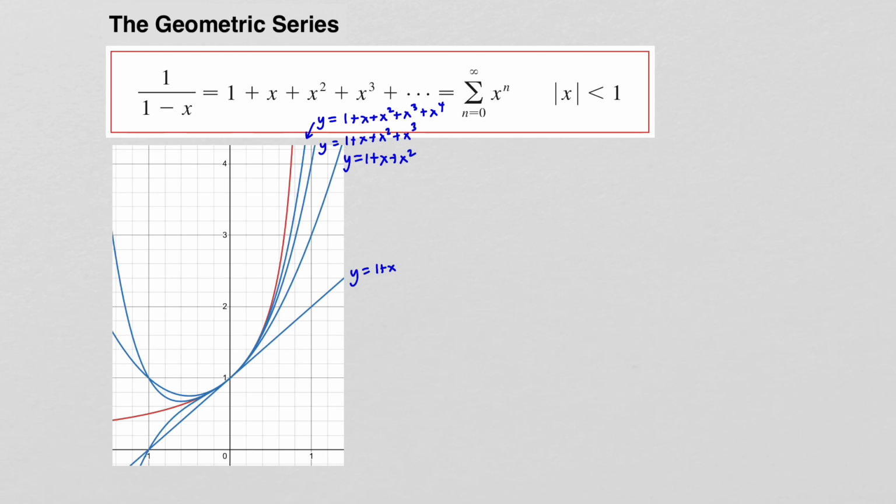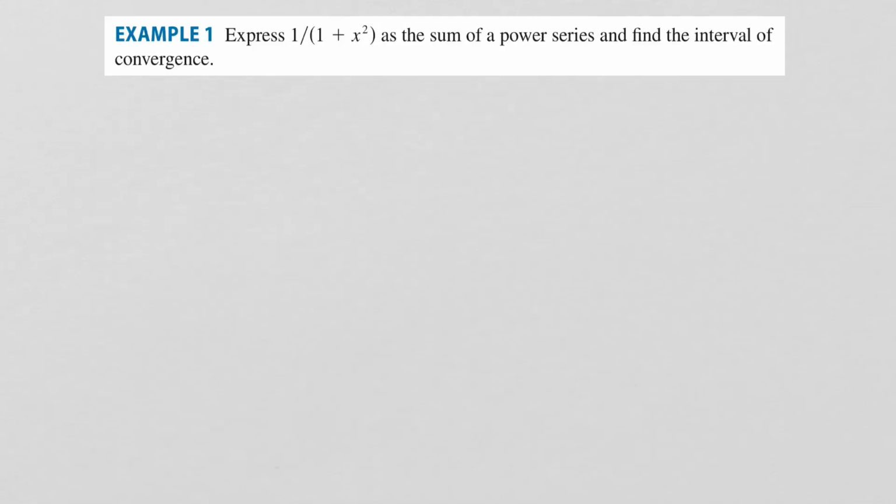So the question is, how do we find a power series representation for a function? Let's take a look at an example. Here we want to express the function 1 over 1 plus x squared as the sum of a power series, and also find the interval of convergence. So let's remember that 1 divided by 1 minus x is the sum, n equals 0 to infinity, of x to the n. And this is true if x is a number between 1 and negative 1. And again, this is our geometric series.